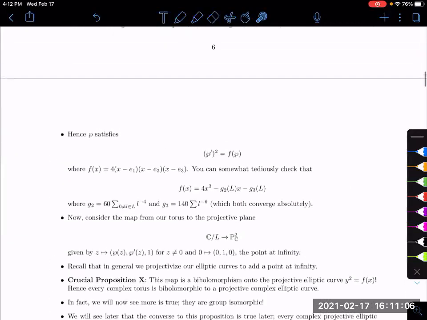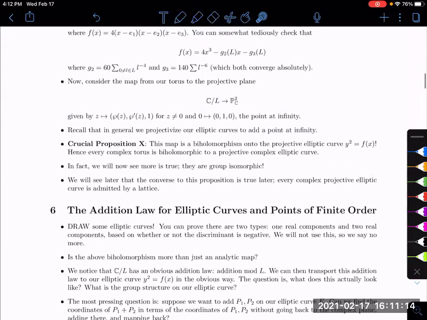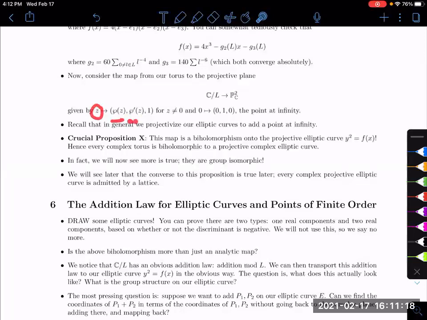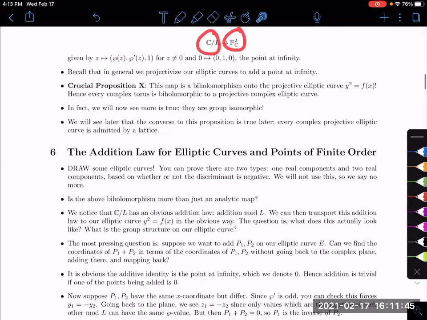Okay, what else did we do last time? Well, we saw the very important theorem that if you look at the following map, z goes to phi of z, phi prime of z, 1, where z is non-zero, and then if z is 0, send it to the point at infinity. This is a biholomorphism from the complex torus given by your lattice to the Weierstrass normal form of the elliptic curve given by this lattice. And so what that means is every complex projective elliptic curve is admitted by a lattice, and we will see later that the converse is true. So you can always make a complex torus biholomorphic to a complex elliptic curve, projectivized complex elliptic curve.